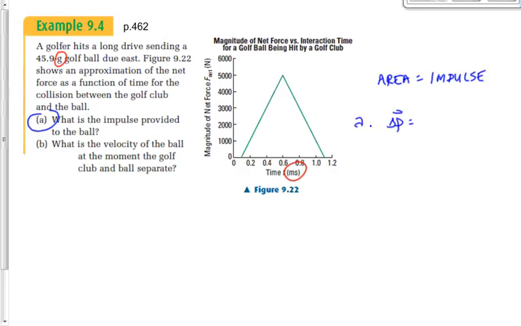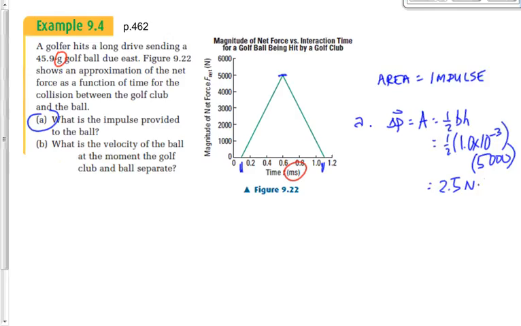The impulse is equal to the area, which is equal to, because it's a triangle, 1/2 base times height. 1/2 of the base, notice we're going from 0.1 to 1.1, so the base is going to be 1.0 times 10 to the minus 3, because it's in milliseconds. Got to convert that to seconds, times my height, which is 5,000. Do the math there, works out to be 2.5 Newton seconds, or we could say 2.5 kilograms meters per second. Either one would be okay. That's the impulse provided to the golf ball.